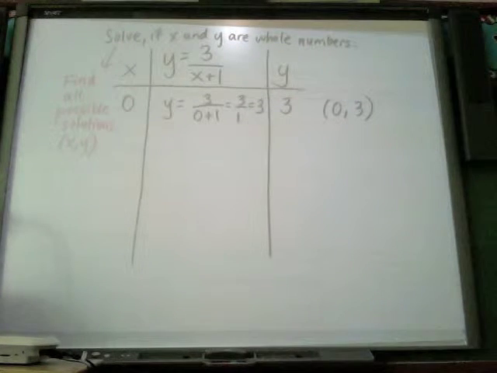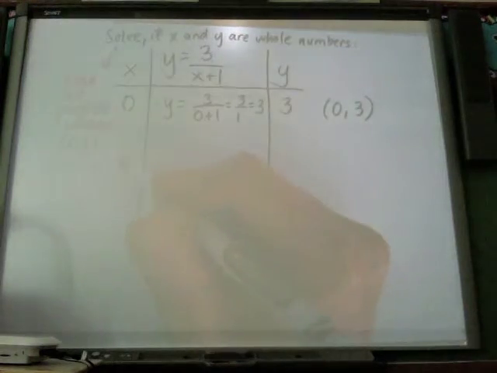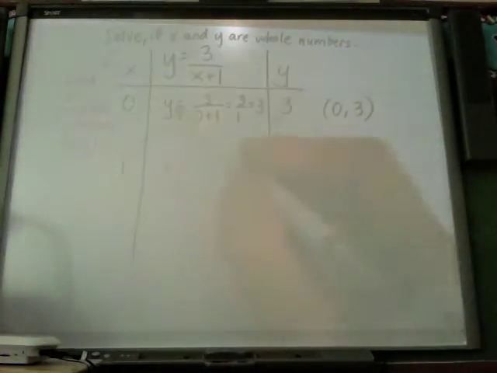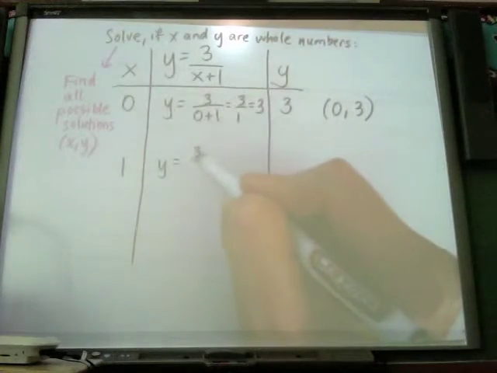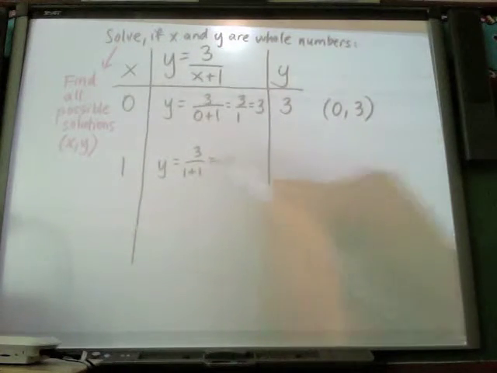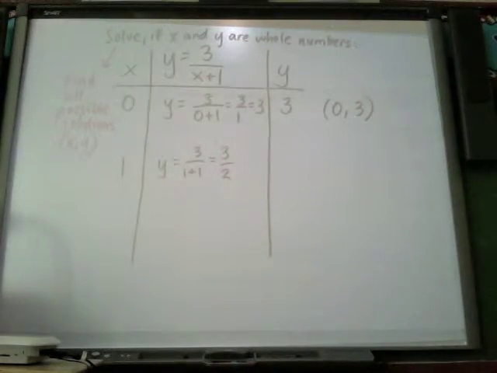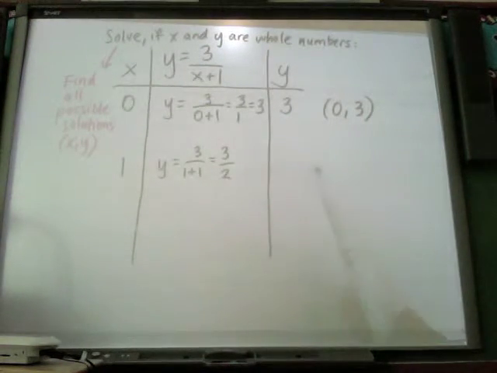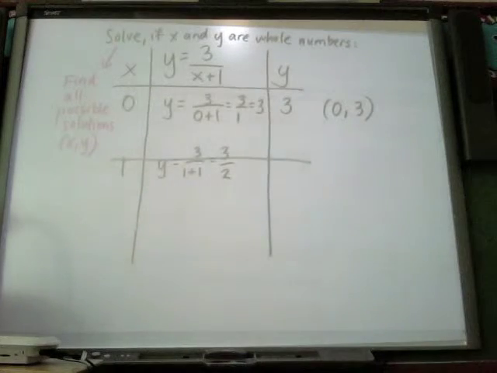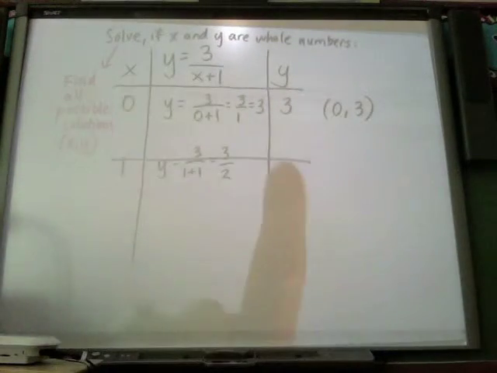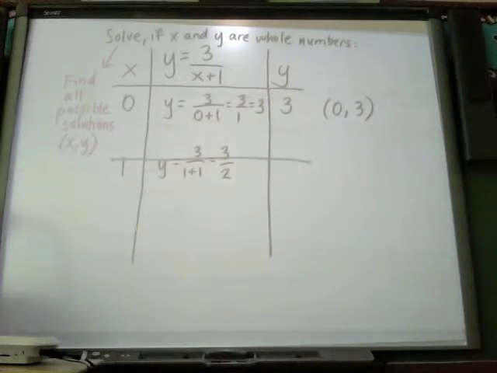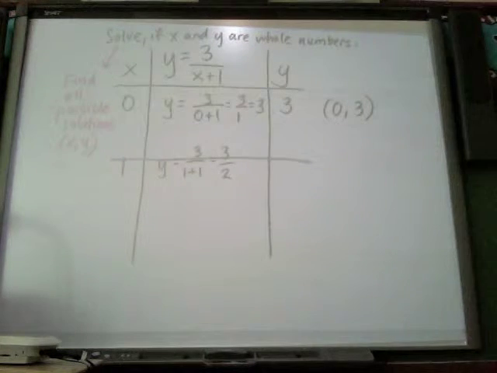So for example, after 0, my next whole number, okay, 1. Let's try it. y equals 3 over 1 plus 1. That's 3 over 2. Is that a whole number? No, I'm going to stop. If it is not a whole number, I could see 3 over 2, that'd be 1.5. I'm not even going to finish it. I'm going to stop because I don't want a 1.5 or a 3 over 2. I don't want it if it's not a whole number.